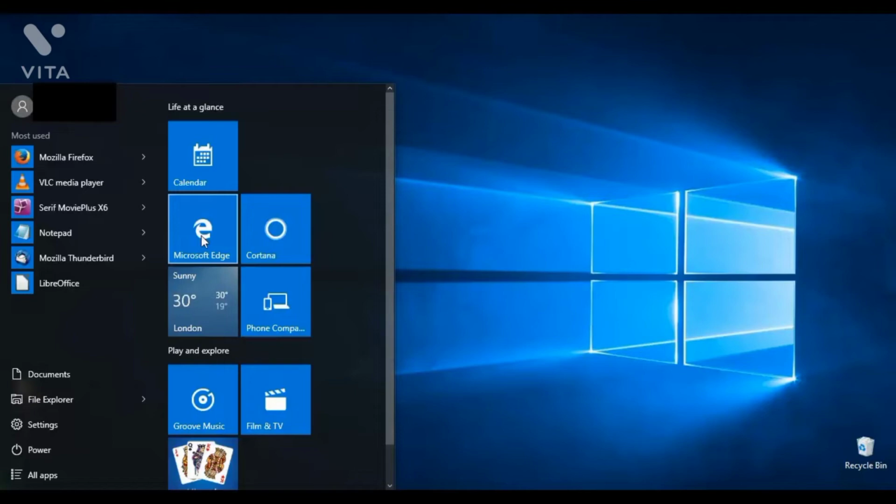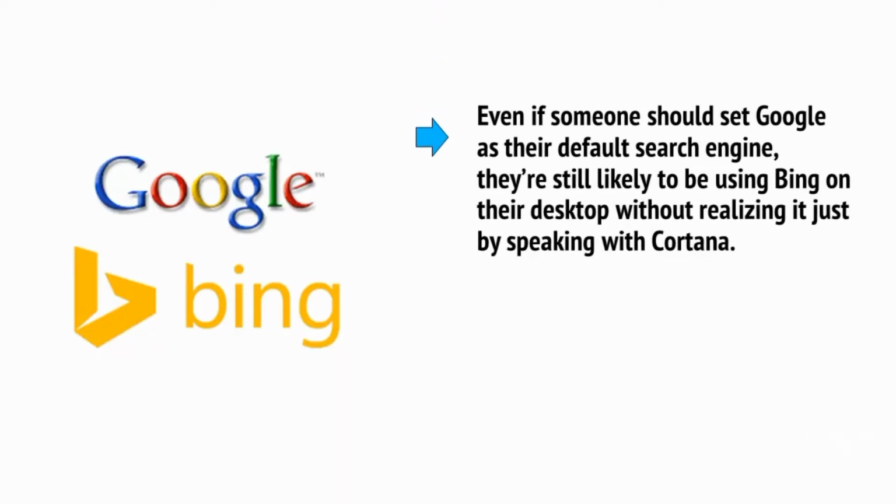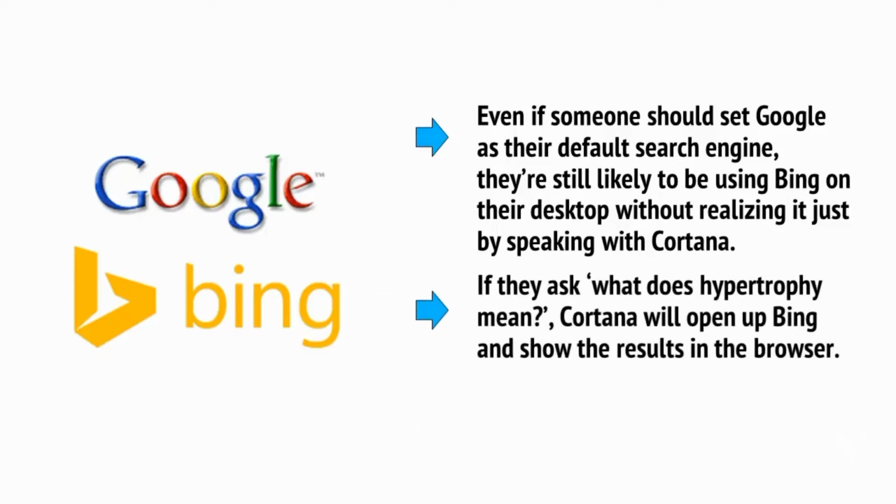Bing has also recently made the transition to Android and iOS and is found nicely on your smartphone. This means that even if someone should set Google as their default search engine, they're still likely to be using Bing on their desktop without realizing it just by speaking with Cortana. If they ask, what does hypertrophy mean? Cortana will open up Bing and show the results in the browser. That could be your website that they're showing.